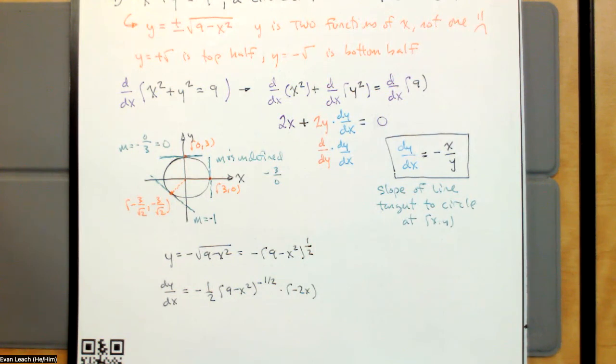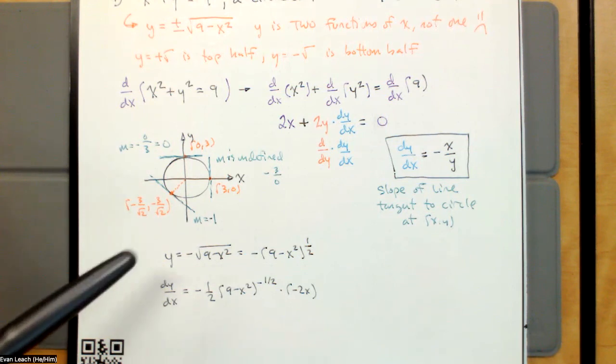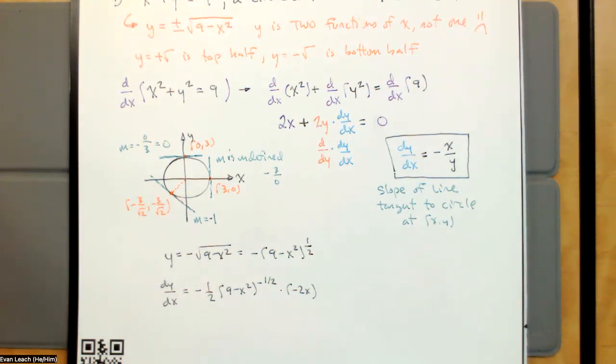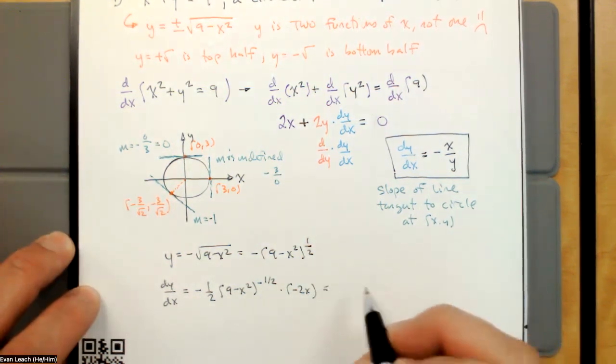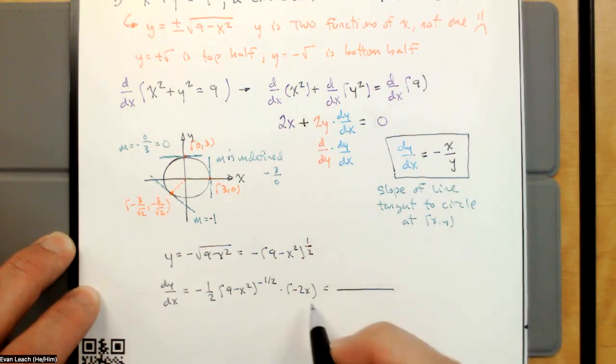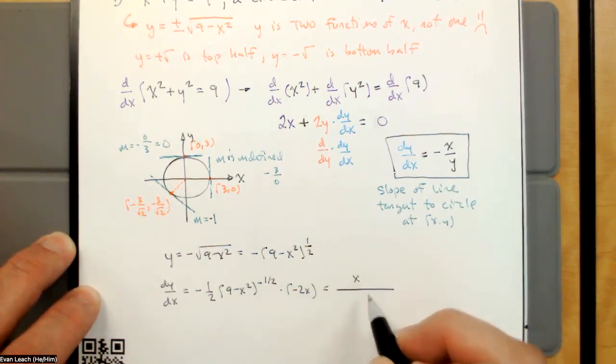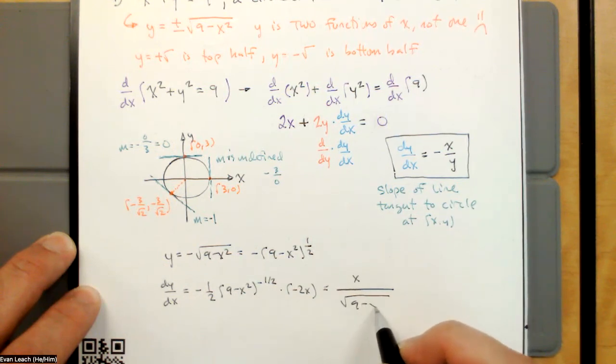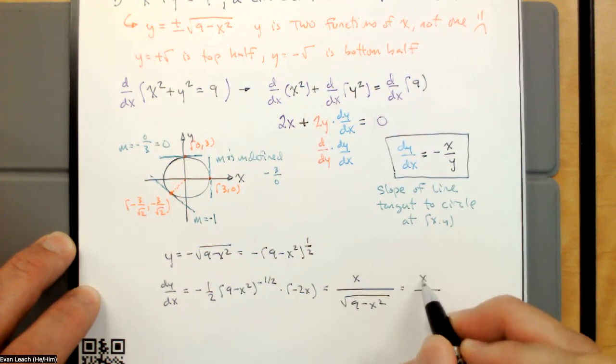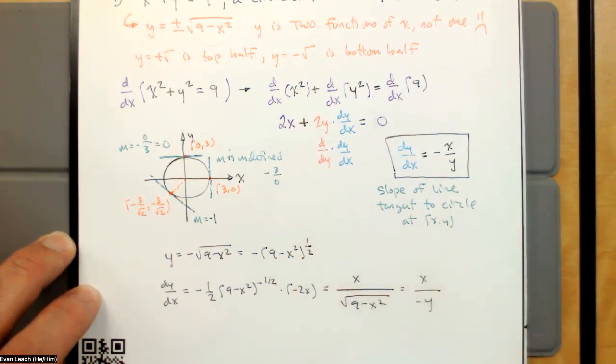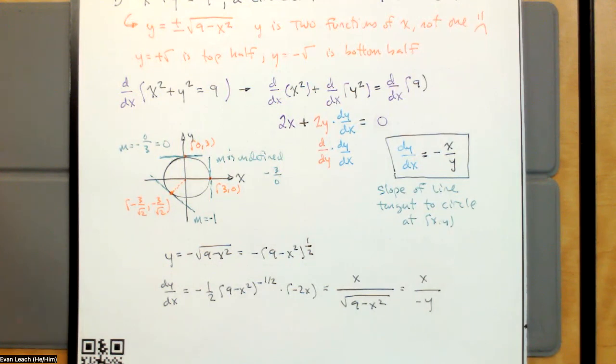This was just taking x squared plus y squared equals 9 and solving for y and using the negative one because I was looking at this bottom half of the circle. Notice that the 1/2 and the 2 cancel out, leaving an x on top. The negative and the negative cancel out. So we just have an x over a square root of 9 minus x squared, which is equal to y. Or minus y.